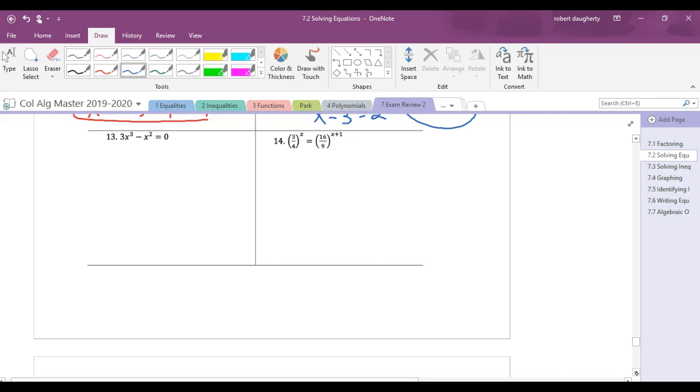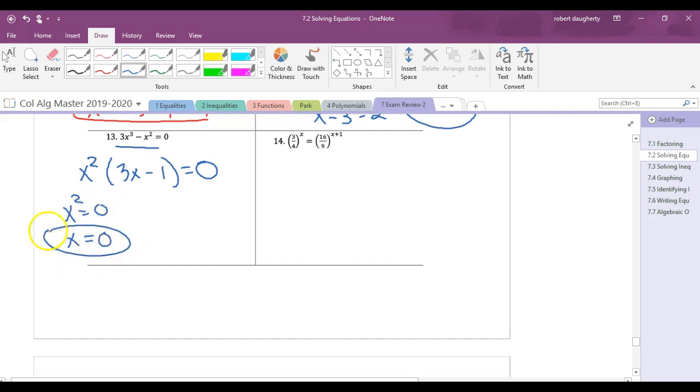Number 13, how do I solve this? Greatest common factor. It looks like there's an x squared, so that leaves me with 3x minus 1 equals 0. Set each factor equal to 0. If x squared is equal to 0, that means that x equals 0. If 3x minus 1 equals 0, that means x equals 1/3.